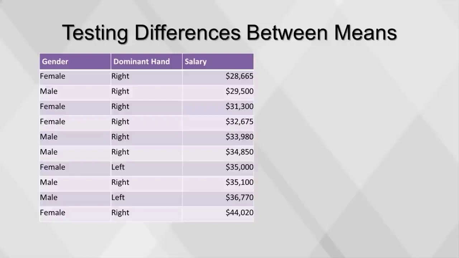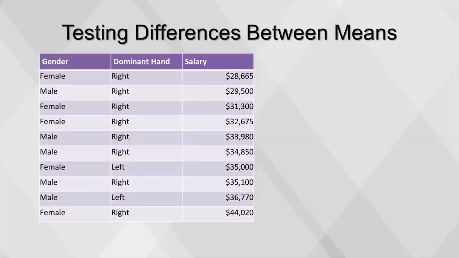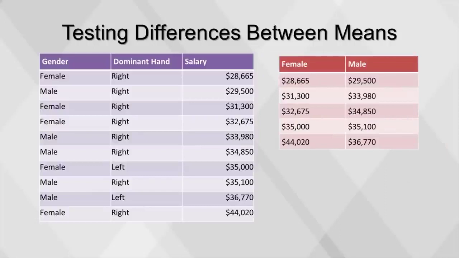Calculating the mean and standard deviation for each group, we see that the mean is almost the same, yet the standard deviation for females is more than twice that for males. Using these values, we can calculate the t-statistic and corresponding p-value, but in Excel, we only need the original values in different columns. Using the t-test function, we get a p-value of 0.44.